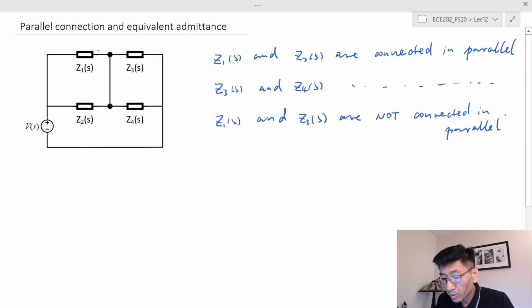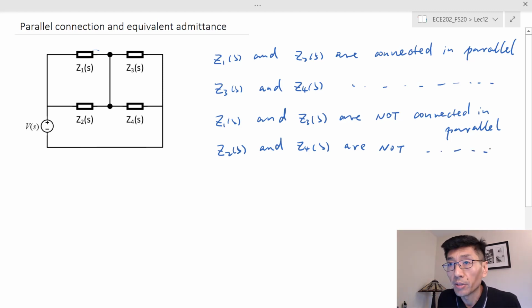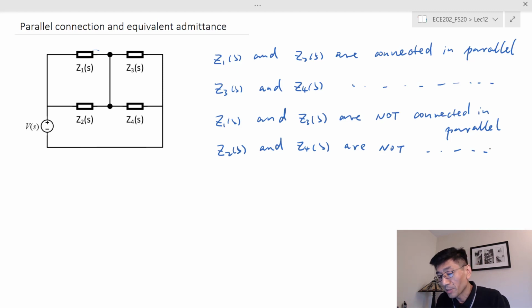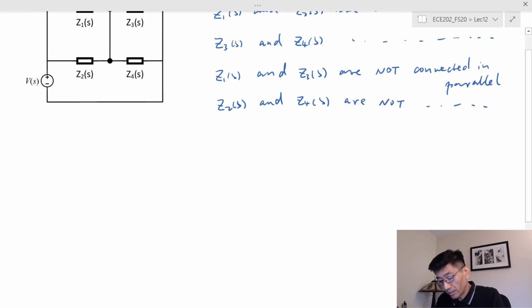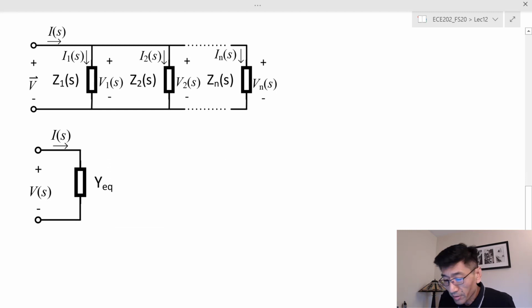And similarly, Z sub 2 and Z sub 4 are not either, right? So we should be able to tell whether two elements are connecting in parallel or not most of the time. But sometimes the circuit could be drawn in a very confusing way, and then you use this simple rule: whether the two elements form a loop without any additional element. If they do, they are connected in parallel, right? So let's look at the equivalent admittance of the parallel connected devices or elements.